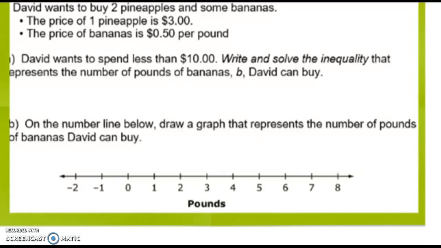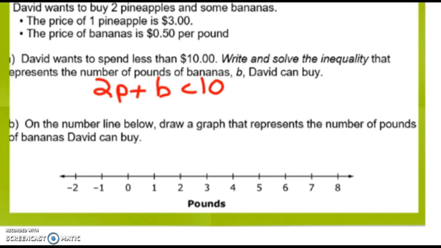All right, next one says write and solve an inequality that represents the number of bananas David can buy. So he wants to buy 2 pineapples and some bananas. So 2 pineapples plus bananas. You don't know how many. Let's see. And he wants to spend less than $10.